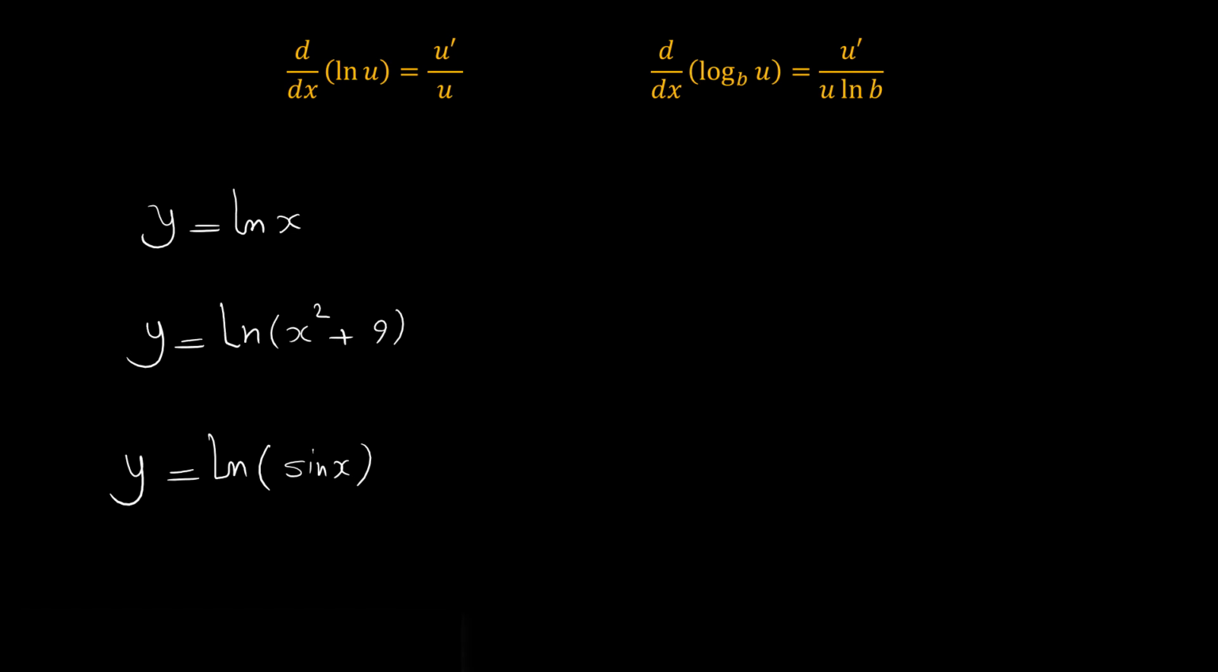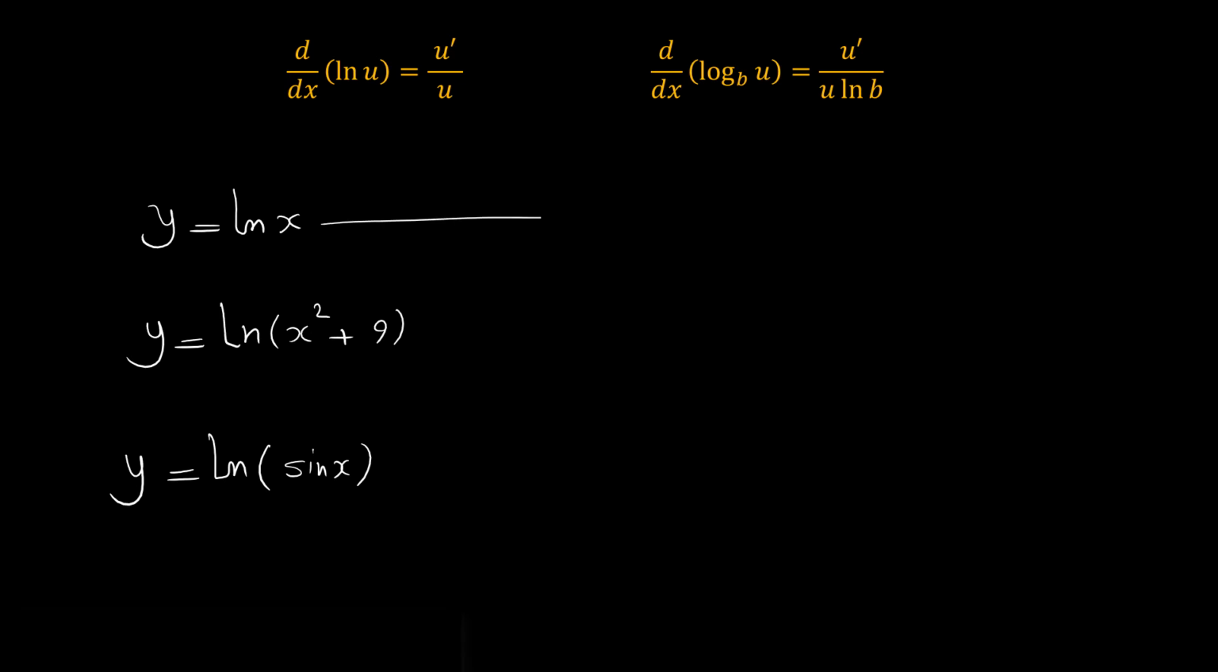And derivative of ln of u is u prime over u. So based on this formula, derivative of ln of any expression equals, put that expression in the denominator. If that expression is u, put that u in the denominator. If that expression is x, put that x in the denominator. Whatever the expression is, put that expression in the denominator, and in the numerator, put the derivative of that expression.